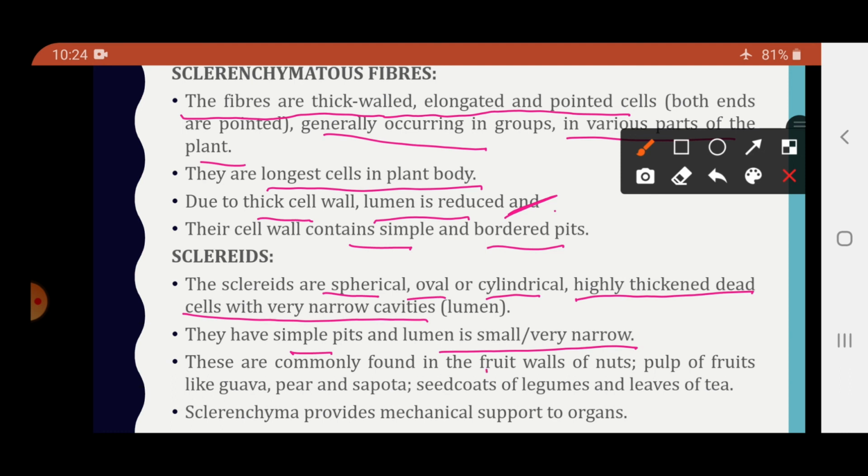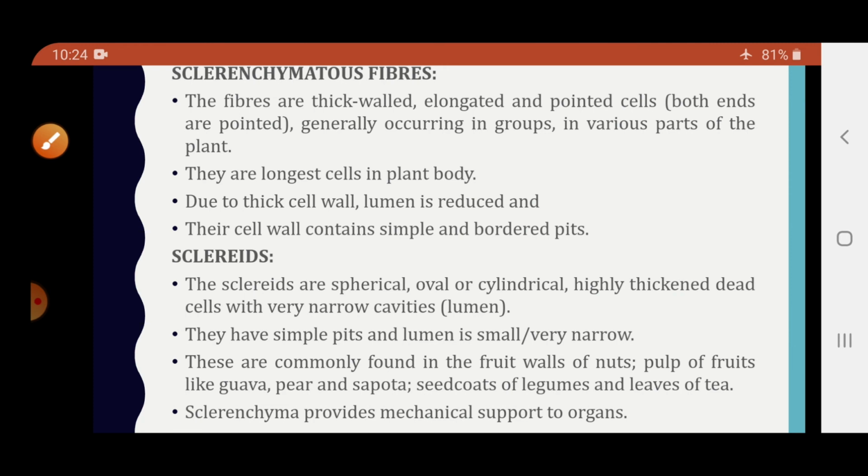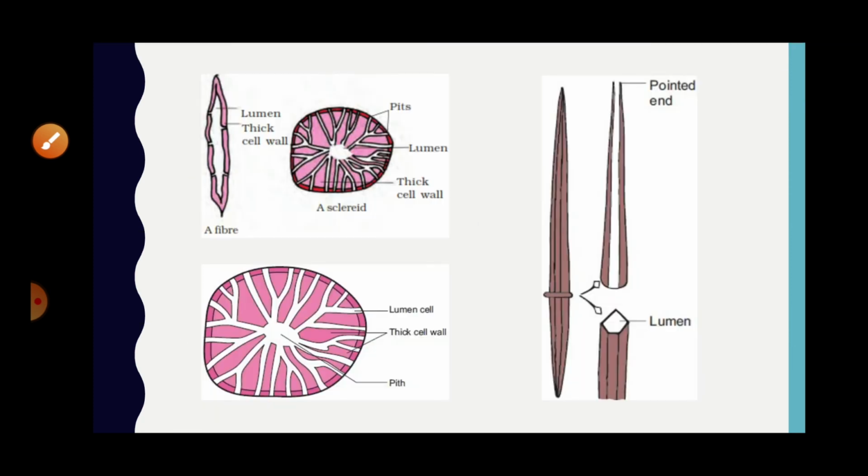They are commonly found in the fruit walls of nut, pulp of the fruits like guava, pear and sapota. Sapota is chiku. Seed coats of legumes and leaves of the tea. These are the regions where the sclereids are found. And it provides the mechanical support to the organs. So basically sclerenchyma का काम है to provide the mechanical support.